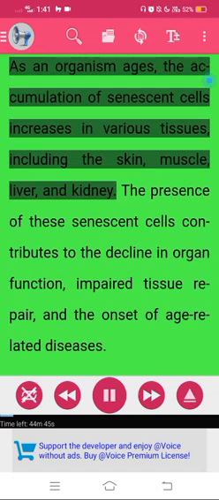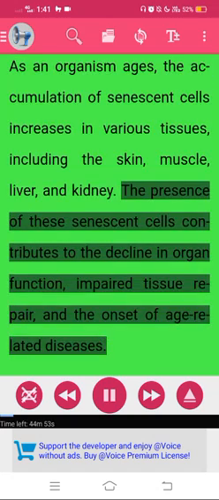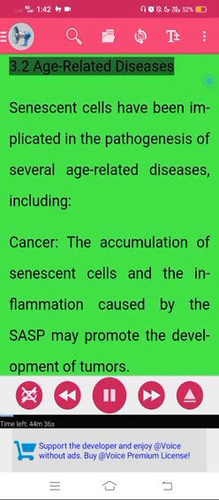3.1 Aging. As an organism ages, the accumulation of senescent cells increases in various tissues, including the skin, muscle, liver, and kidney. The presence of these senescent cells contributes to the decline in organ function, impaired tissue repair, and the onset of age-related diseases. 3.2 Age-related diseases.